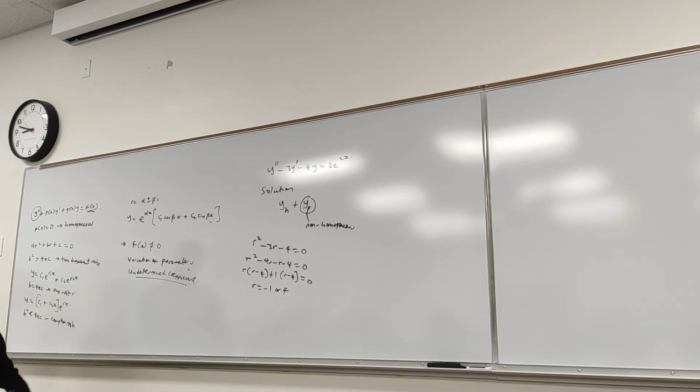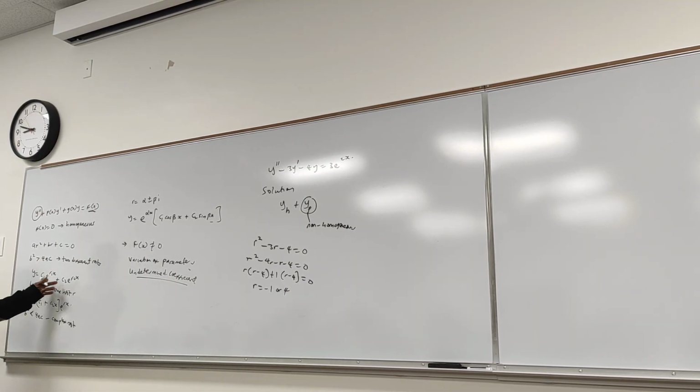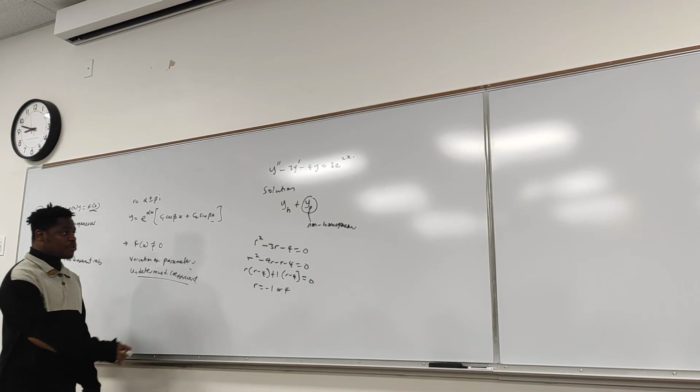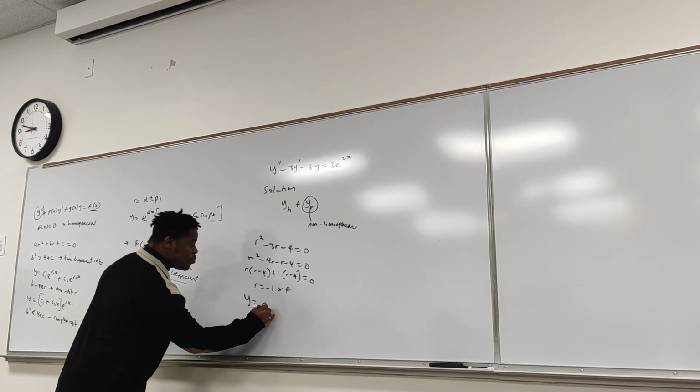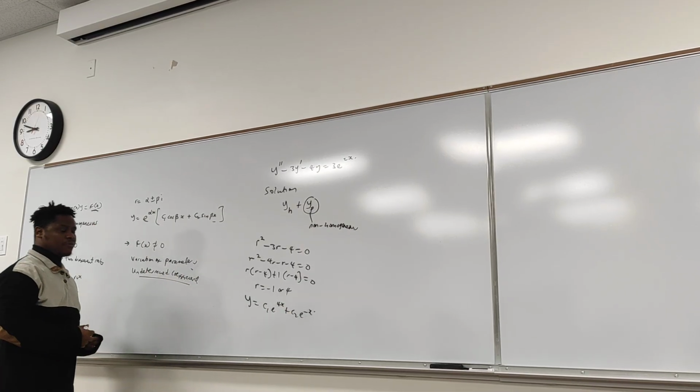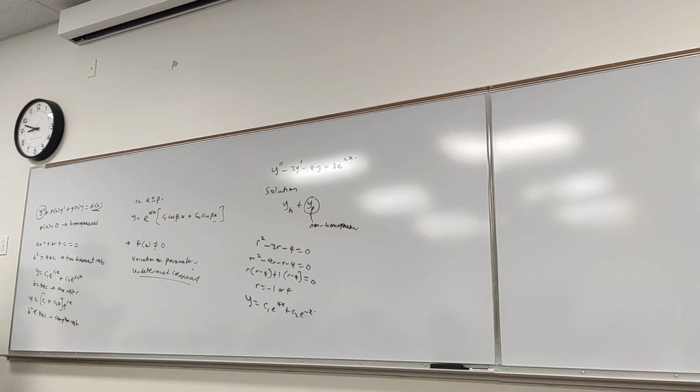So the solution becomes this category here because you have two distinct roots and b² is greater than 4ac. So our solution is c1 e^(4x) + c2 e^(-x). That's the first part.